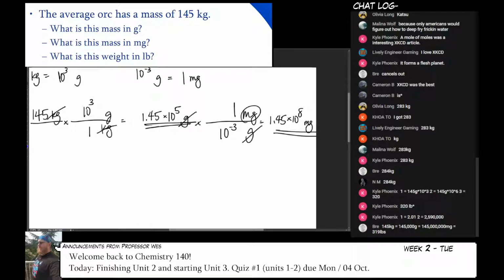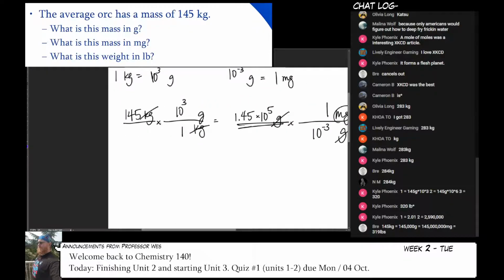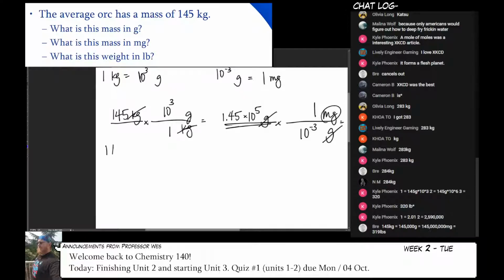And then what's the weight in pounds? Well, that's easier if we start from kilograms, right? Because we know that that conversion is true based on what we got from Google. So let's set up the dimensional analysis. We're going to get rid of kilograms by putting it down here to cancel it. Put pounds up there. And then we'll run the numbers.